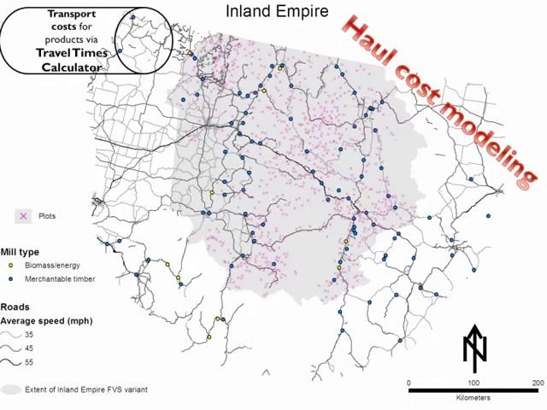Hey, Jeremy, could you point out where those yellow dots are so that people can see? Sure. So the blue dots are the merchantable wood mills, and there's quite a few of those. The yellow dots are the energy facilities, bioenergy facilities, and there's a lot fewer of those.